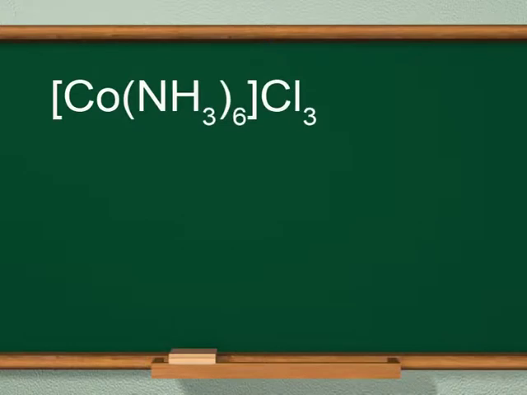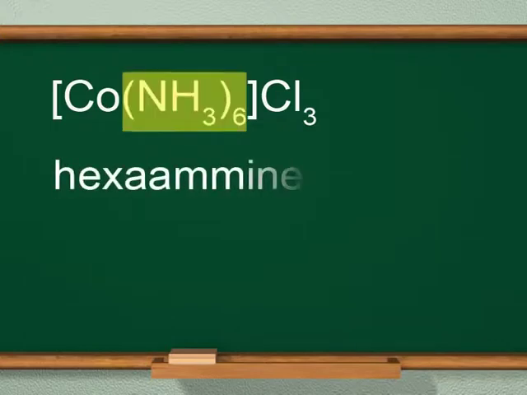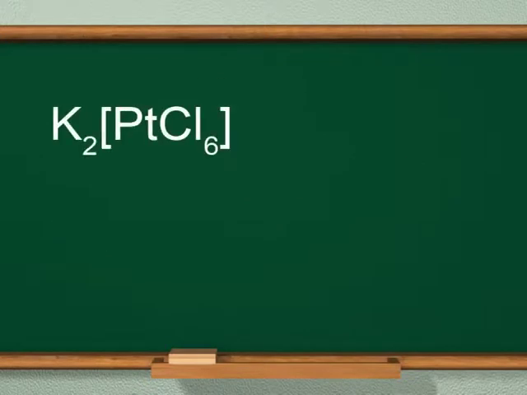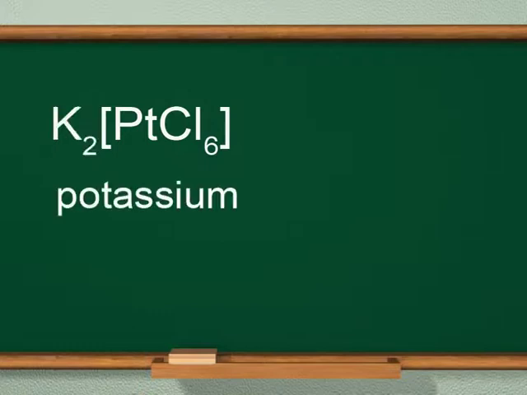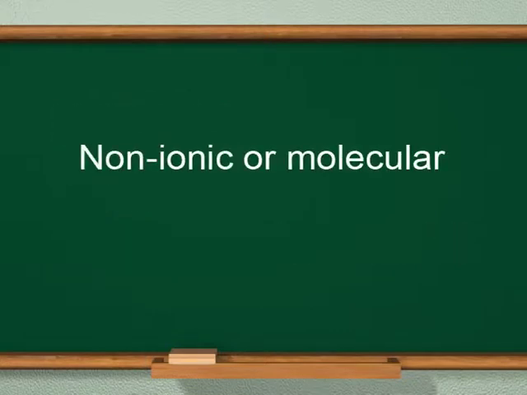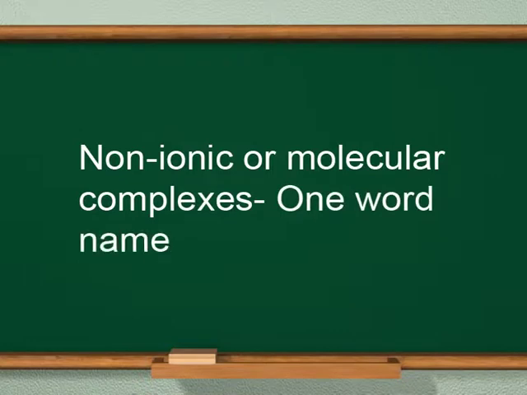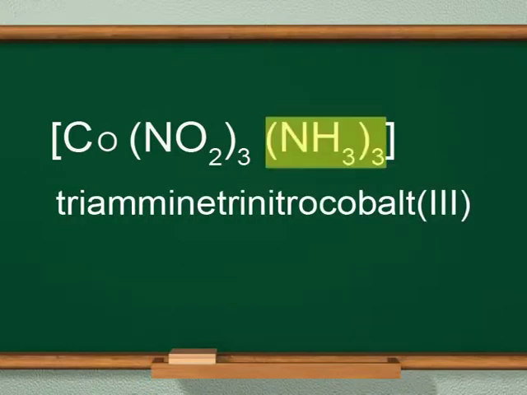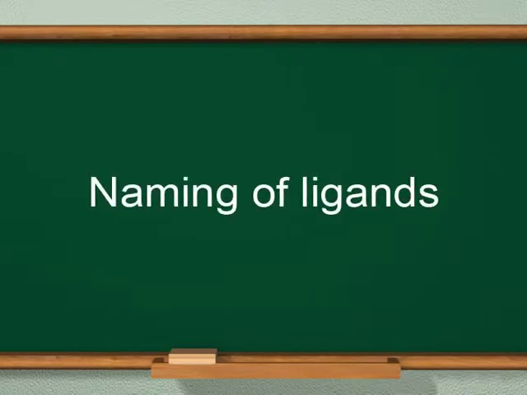Let us take an example. [Co(NH3)6]Cl3. This complex is named as hexaamminecobalt(III) chloride. K2[PtCl6]. This complex is named as potassium hexachloroplatinate(IV). For non-ionic or molecular complexes, a one word name is given. [Co(NO2)3(NH3)3] is triamminetrinitrocobalt(III).